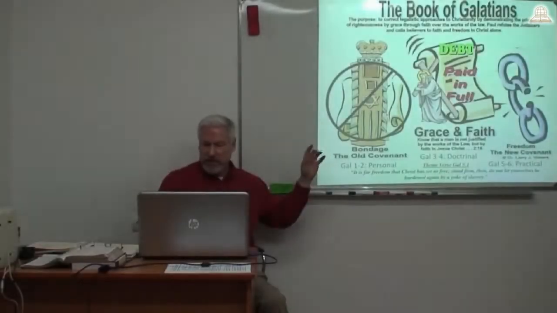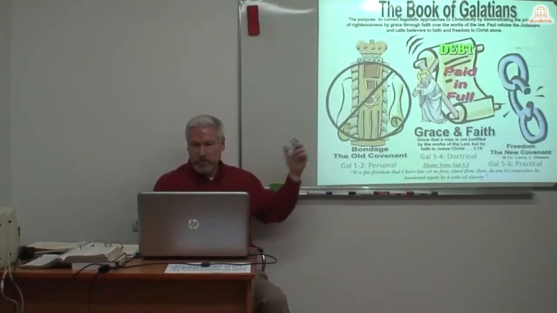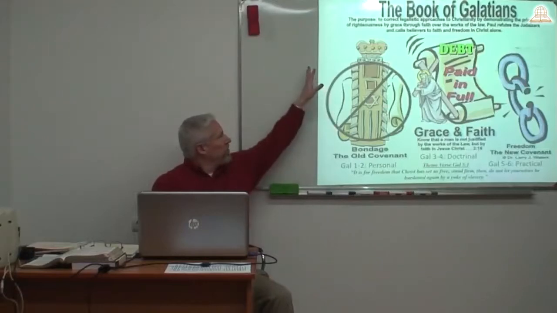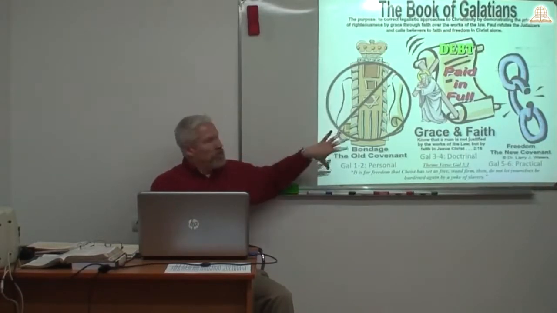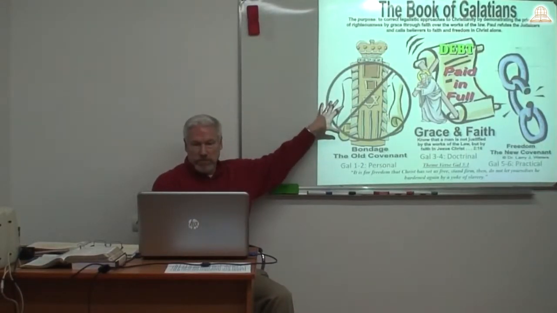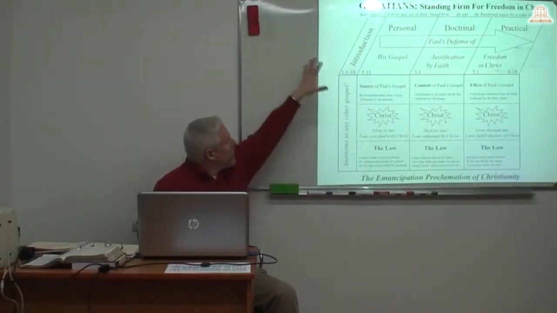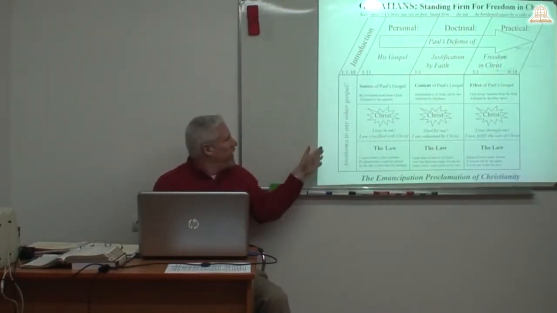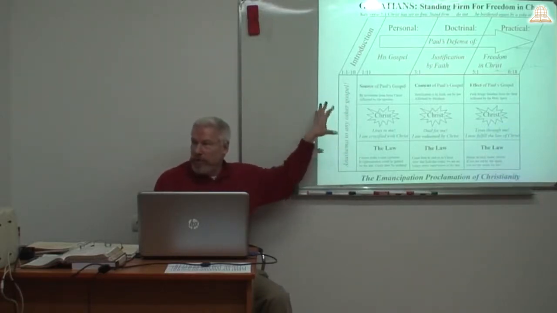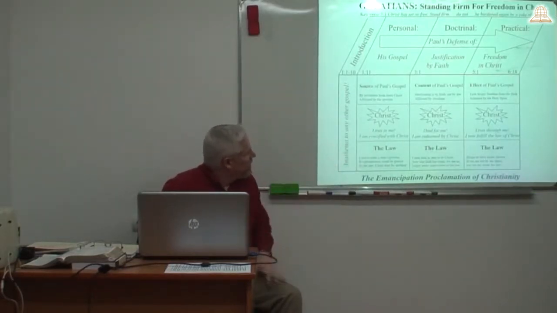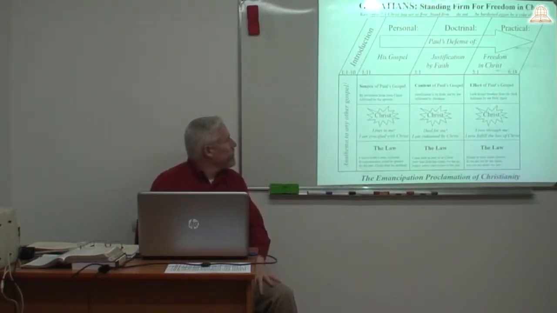But this is kind of the end state, and there's two styles. So this is the book of Galatians, and this is more visual. This is also the book of Galatians, and this is a little more mathematical. You know, this is a chart.